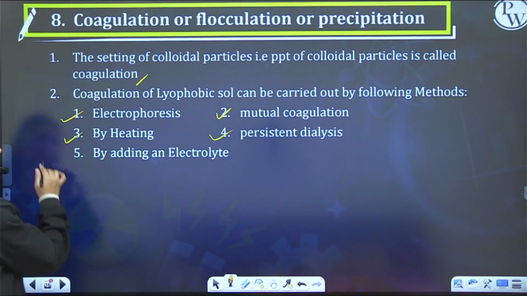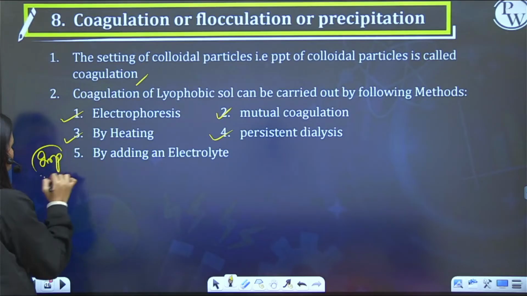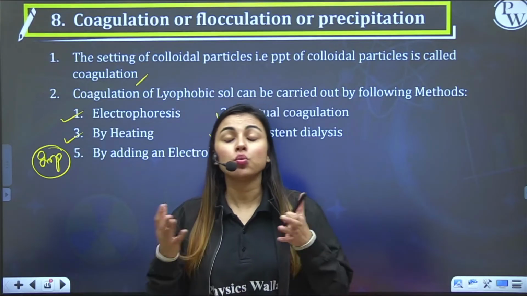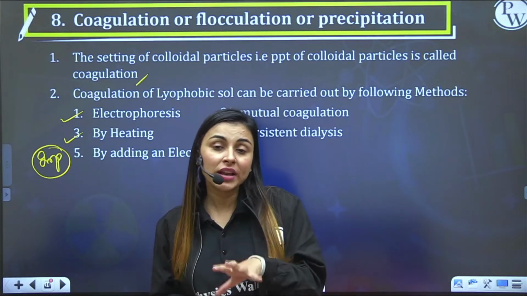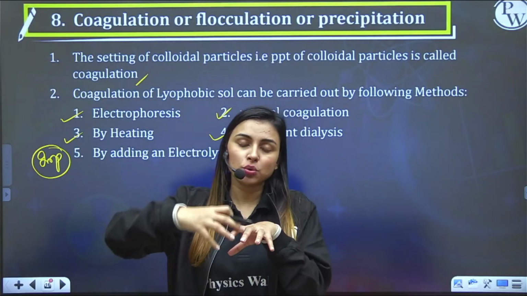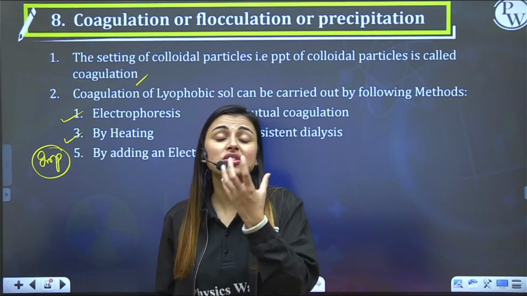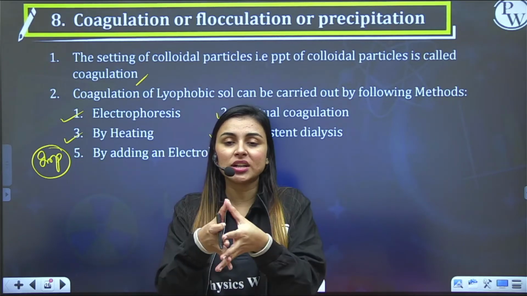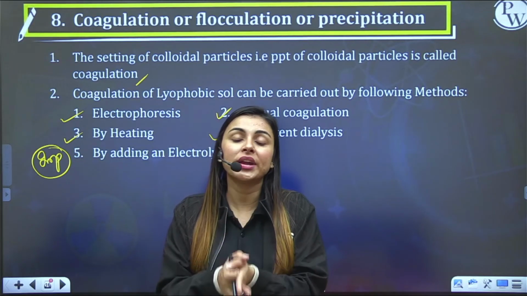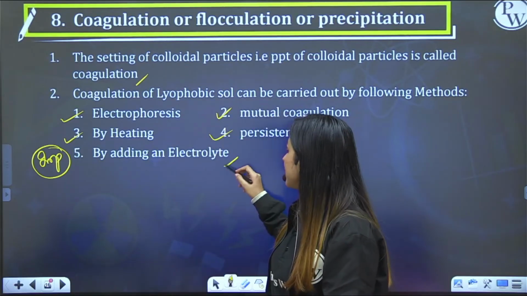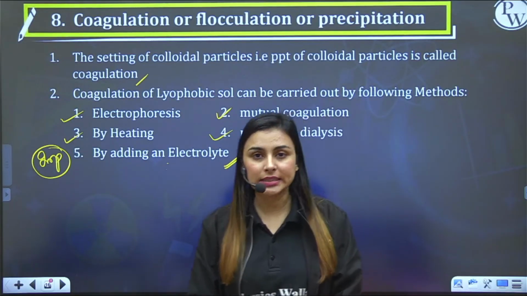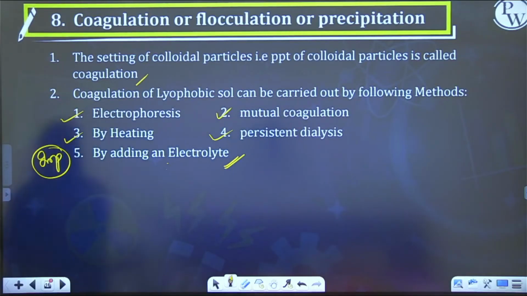The most important and complicated part is by adding another electrolyte. Let's say you have a colloidal solution of a particular charge. To convert it into PPT, you will have to give another electrolyte to that colloidal solution, and the charge of that electrolyte will be opposite to the charge of the colloid, so that the opposite charges cancel out each other and you get a PPT. Most of the questions that are asked are from this particular part, so we will discuss this part in detail. I hope you're clear with this. Please write it down and then we'll move forward.